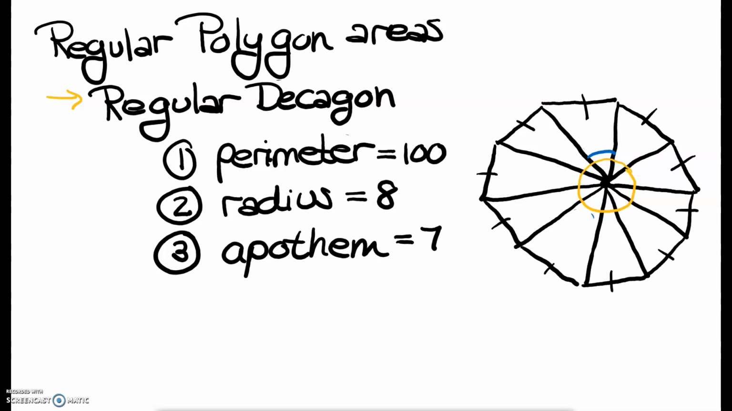The very first thing we're going to look at is finding the area of a regular decagon 3 different ways. We're going to find it if we were given the perimeter. The second time through, we're going to find it if we were given the radius, and the third time through, we're going to find it if we were given the apothem.